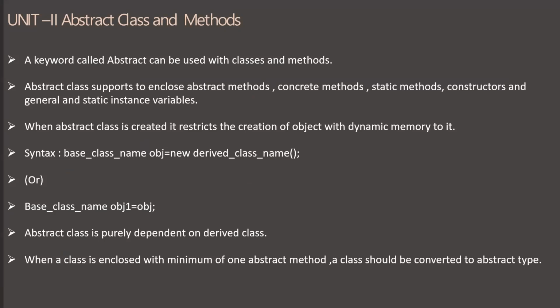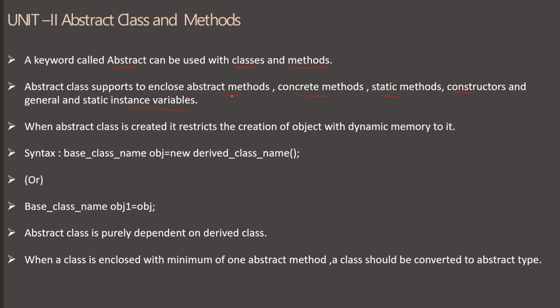So today we are going to learn about the next topic, that is abstract classes and methods. To start with, we are going to use a keyword called abstract with the classes as well as methods. An abstract class supports enclosing abstract methods, concrete methods, static methods, constructors, and general and static instance variables. When an abstract class is created, it restricts the creation of an object with dynamic memory.